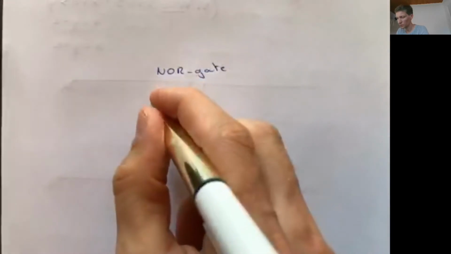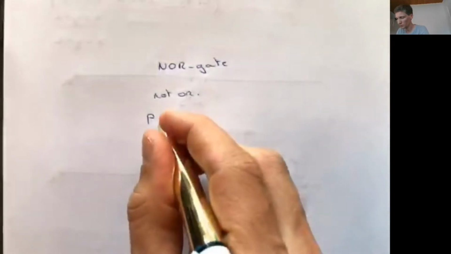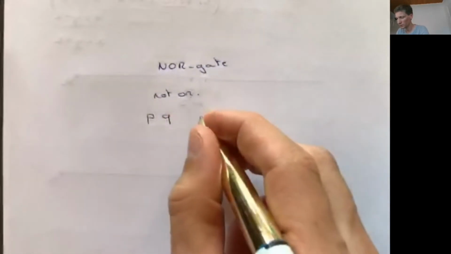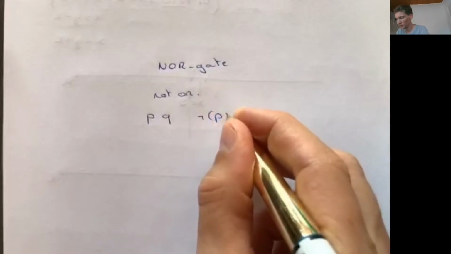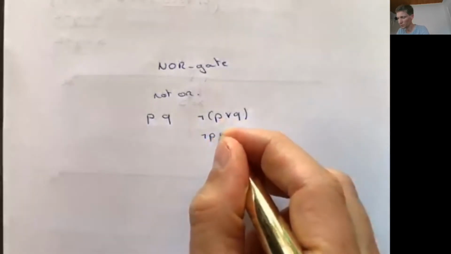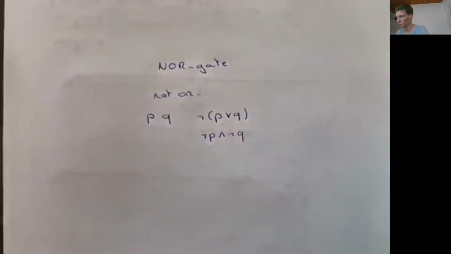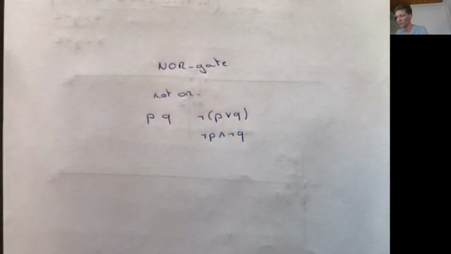Okay, so a NOR gate is nothing else than a NOT OR gate. If I have a formula P and a formula Q, then the NOR is the same as not (P or Q). And you know that this is the same as not P and not Q. So it only has the value 1 if both P and Q are false.